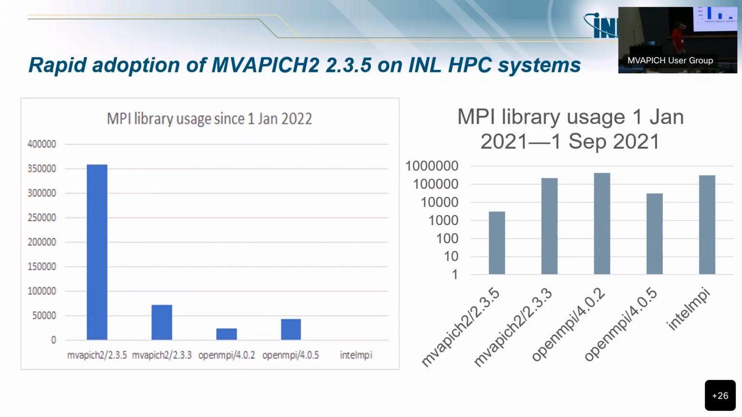Essentially, we've seen widespread adoption of MVAPICH2 2.3.5. This is the one that had some critical bug fixes for our systems that enabled us to really deploy this for our industry users, for all our fuel characterization and other codes. So rapid adoption of MVAPICH 2.3.5.